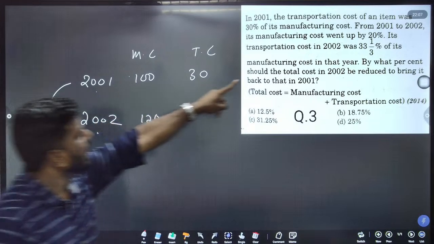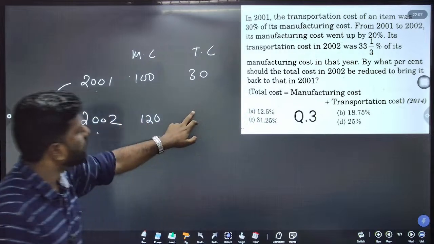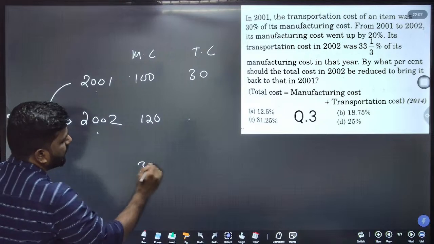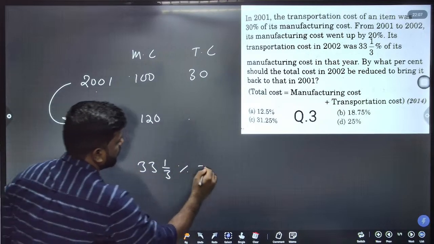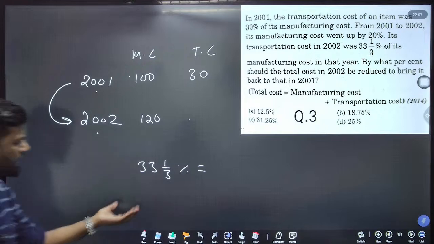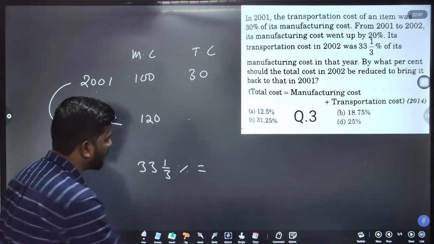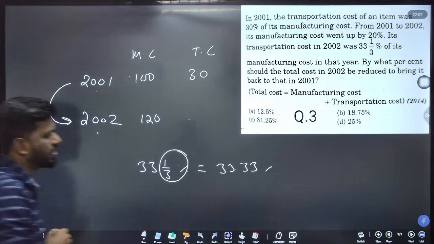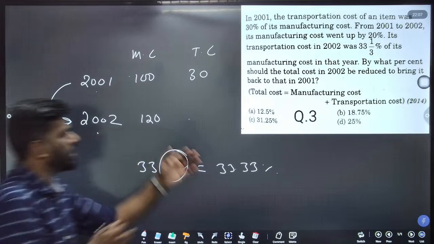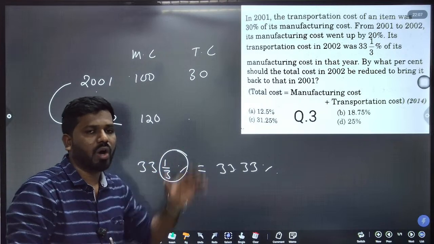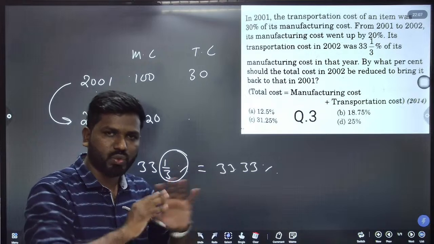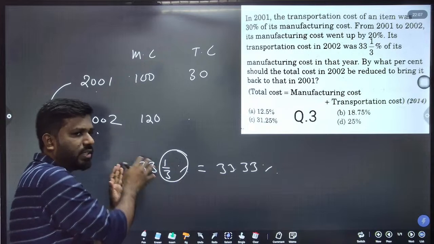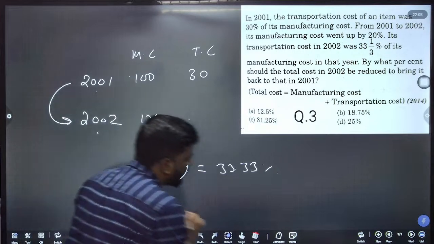Now further, its transportation cost in 2002 was 33.33%. Now 33 1/3%. Can you guess or understand what exactly this amount is? This is nothing but 33.33%. If you guys don't understand, this is your mixed fraction. I have already uploaded a proper video on how fractions versus percentage work. You need to understand this kind of percentage. You are not going to use this kind of percentage directly. We need to convert this percentage into a ratio.